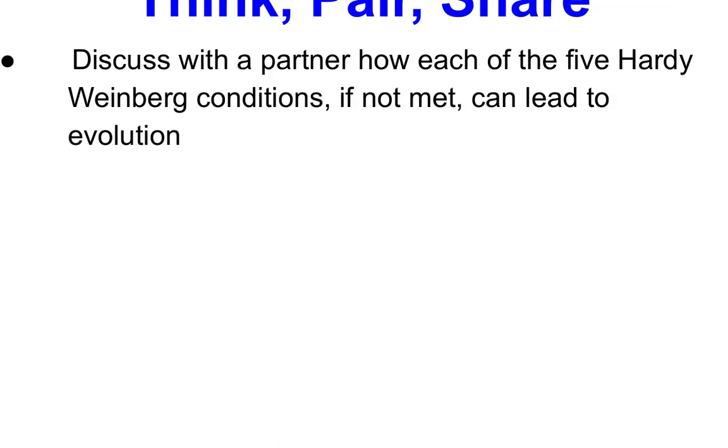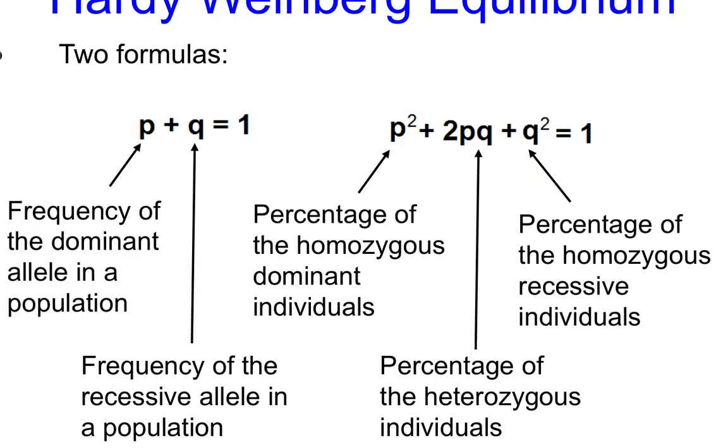So think about it for a minute. How, if each of those 5 Hardy-Weinberg conditions is not met, does that lead to evolution? There are 2 mathematical expressions that we use in order to determine Hardy-Weinberg equilibrium. They are p plus q equals 1. So p is going to be the frequency of the dominant allele in a given population, and q is the frequency of the recessive allele in a given population.